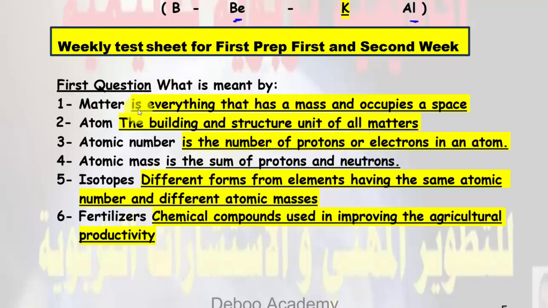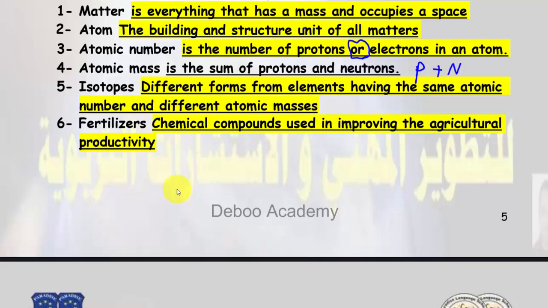Here again, matter is everything that has mass and volume. Atom is the building and structure unit of all matter. Atomic number is the number of protons or electrons. Take care here, we said or because the number of protons equals the number of electrons. Atomic mass is the sum of protons and neutrons. We said it before, the summation of protons and neutrons gives us atomic mass or mass number. Isotopes are different forms of elements having the same atomic number and different atomic masses.